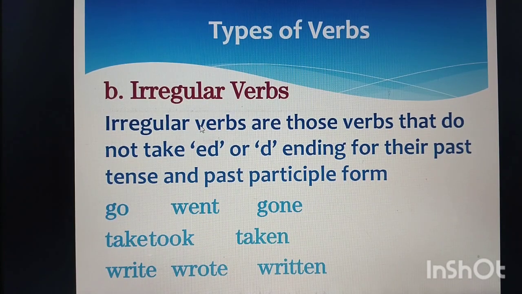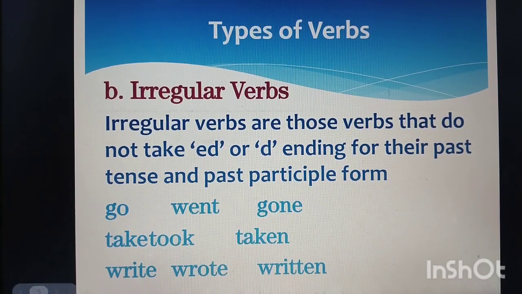Let's go to irregular verbs. Irregular verbs are those verbs that do not take an ed or d ending for their past tense and past participle forms. In irregular verbs, you do not add ed or d to the end of verb 2 and verb 3. Past means verb 2, past tense, and past participle means the verb 3 form.